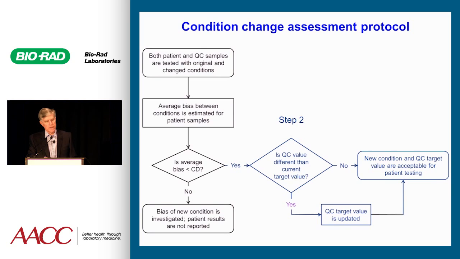Step 2 is if the bias is less than that critical limit, then you look at the QC values. Is it different from the current value? If it's not different, you continue. If it is different, you make that target value adjustment, and now your QC rules will be effective, just as effective as they were before, at identifying the stability of that measurement procedure.